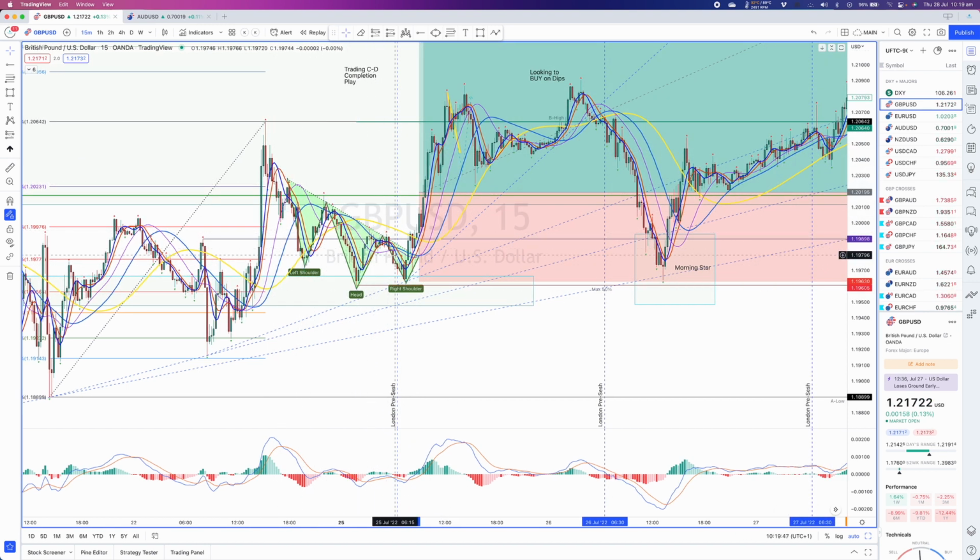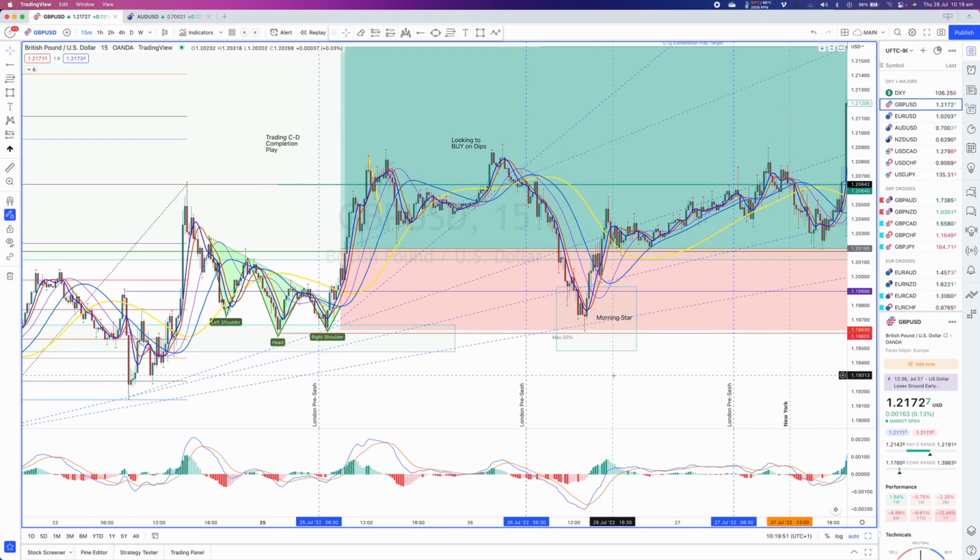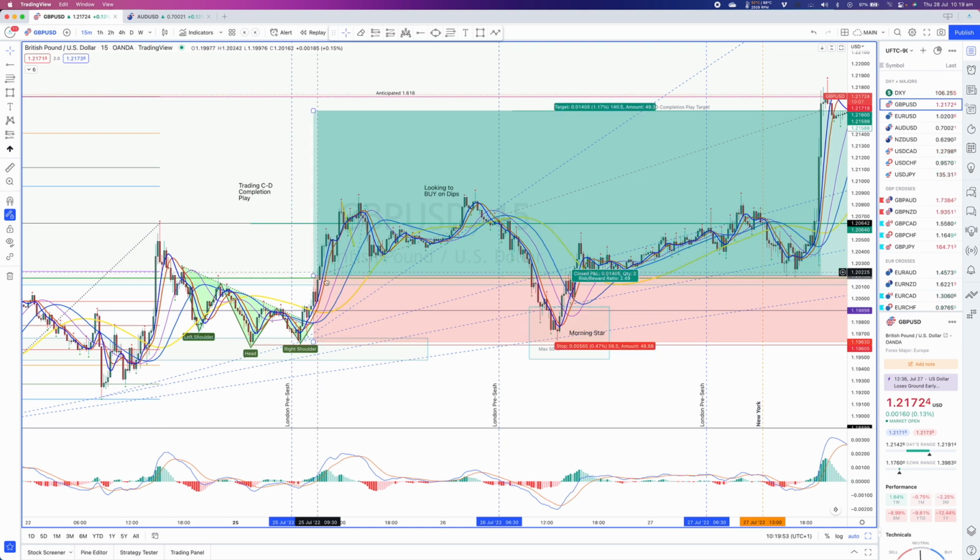That ultimately pushed the market back up to the B high, and the first time that I called taking this as a C to D completion was back here. Okay, it was back here on the 25th of July, and today's the 28th, so 3 days ago. Okay, and so right here was the entry.